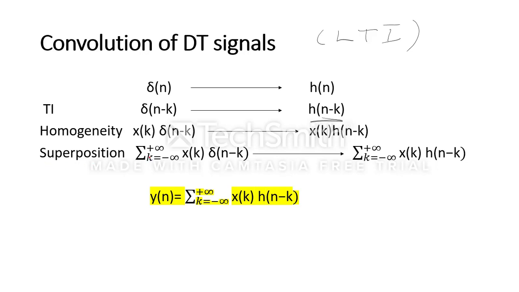If we sum up over k from minus infinity to infinity, we write the input side like this, and our output response will be this one. So we can say that the final convolution for discrete time signal will be a summation, because these are discrete samples and we can't take integration. So y[n] is equal to the sum from minus infinity to infinity of x[k] h[n minus k].